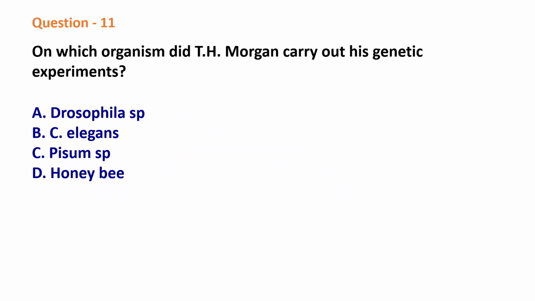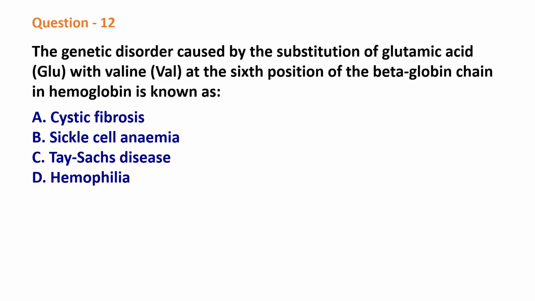Question 11. On which organism did T.H. Morgan carry out his genetic experiments? Options: Drosophila species, C. elegans, Pisum species, honeybees. Correct answer is Drosophila species.